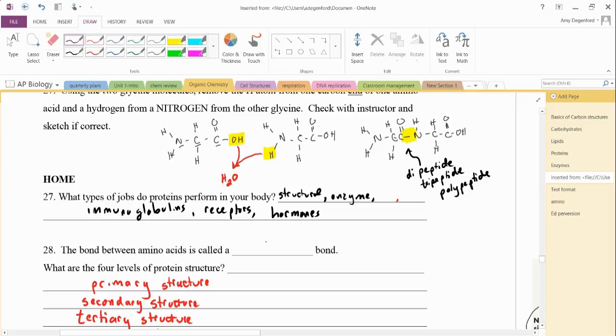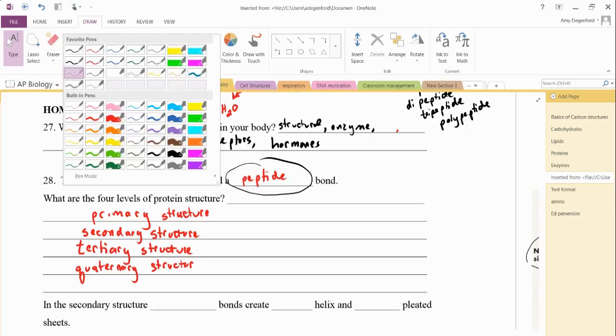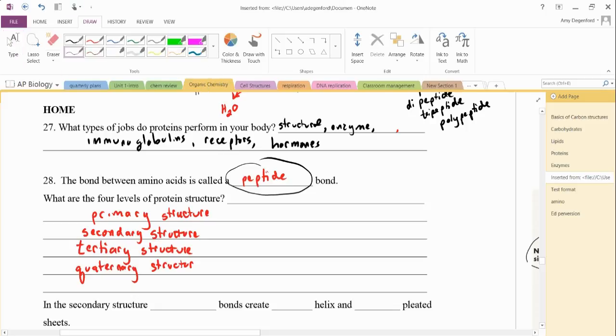So what we want to look at, and this is why we're going to see these all throughout the year, is that this comes up again and again and again. So you should be able to fill this in because I actually identified this about a minute ago. The bond between amino acids is called a peptide bond. Now, as a protein is being built, it forms different levels of structure.